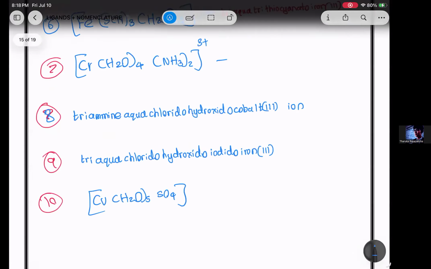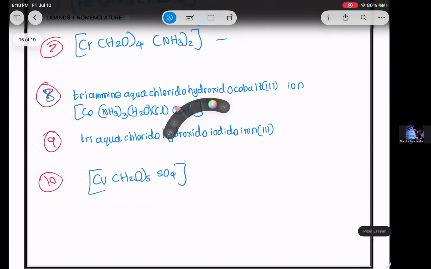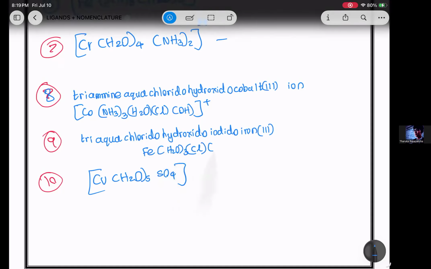Now the eighth one, triamine. There are 3 ammonia, aqua, chloride, hydroxide, and cobalt 3. So plus 3, minus and minus, so plus 1. This is iron. Triaqua, 3 water, chloride, hydroxide, iodide is there. And there is no charge on the iron here because all the charges are neutralized.